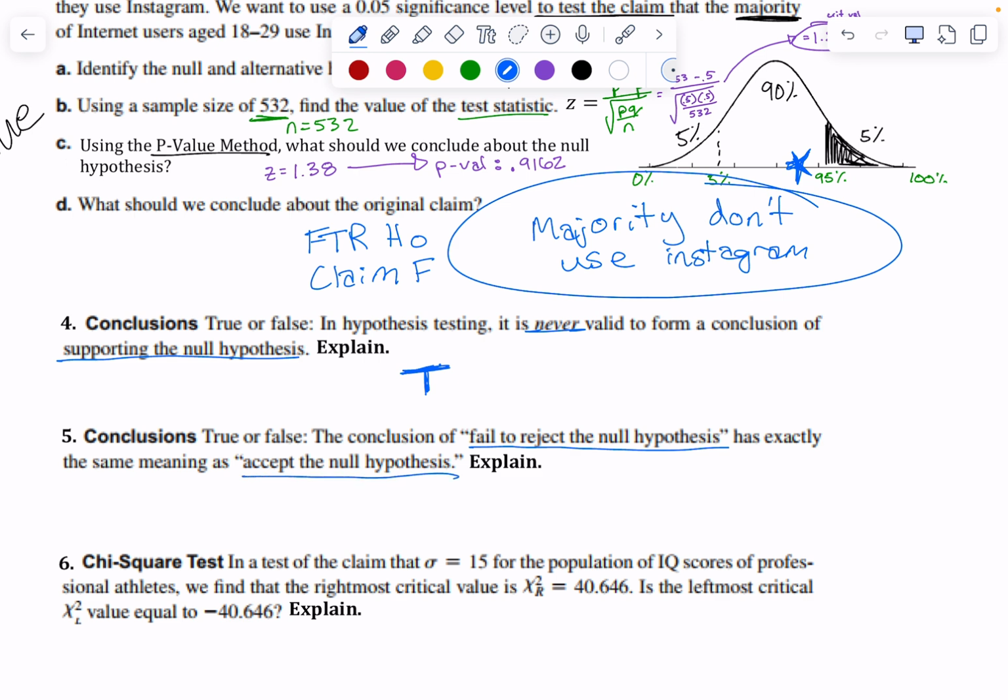That's kind of the same, along the same lines. That is false. Fail to reject just means I don't have enough data to say that it's wrong at this point, but the next set of data might prove it false, right? Okay, so false. Okay, number 6.